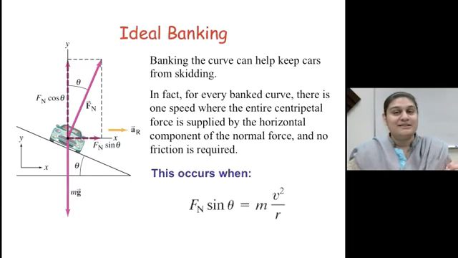So what is the ideal banking? Banking the curve can help keep cars from skidding. We know that. In fact, for every banked curve, there is one speed where the entire centripetal force is supplied by the horizontal component of the normal force and no friction is required. This happens when Fn sine theta equals mv squared over r, completely.